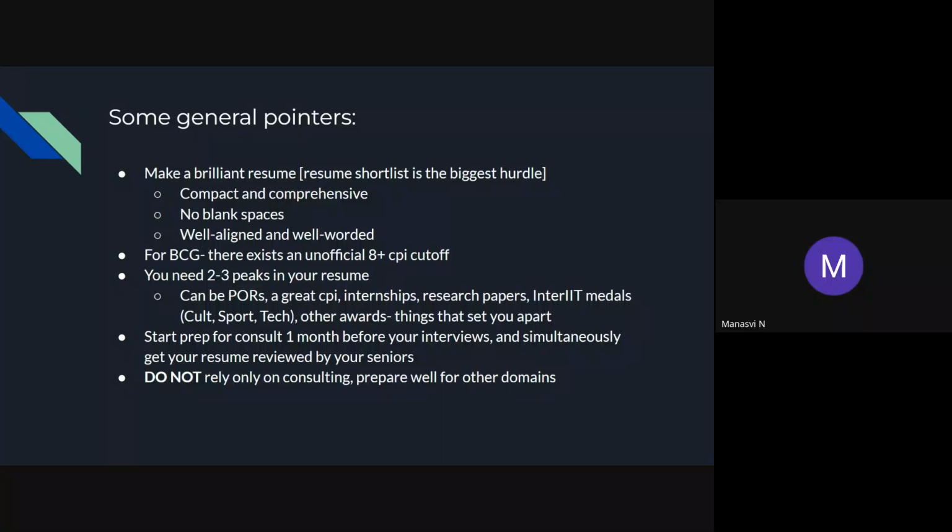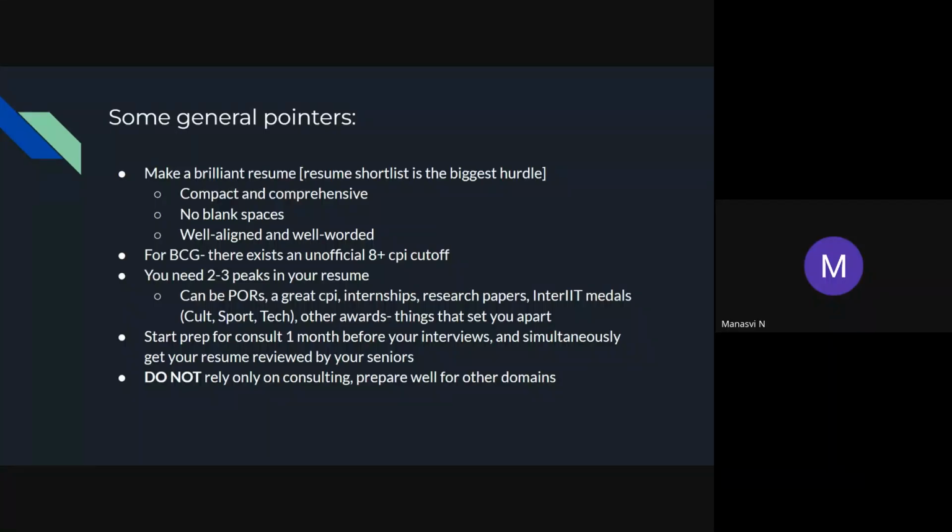At least it's not very serious. You should at least start understanding how a case goes about, and make sure that your resume gets verified a lot. For me personally, it took 13 to 14 iterations of my resume to get to the one that I submitted. So make sure you're doing that well.